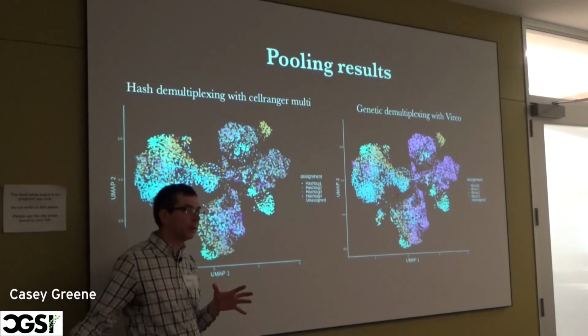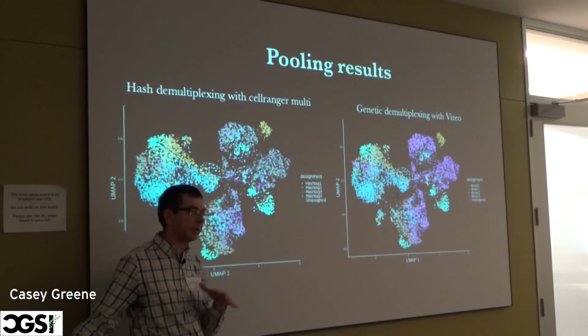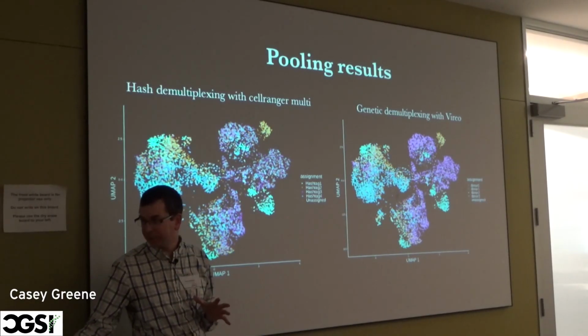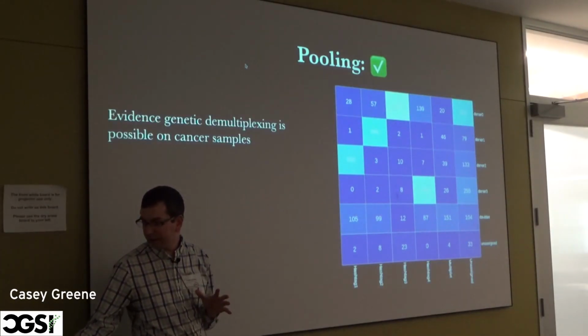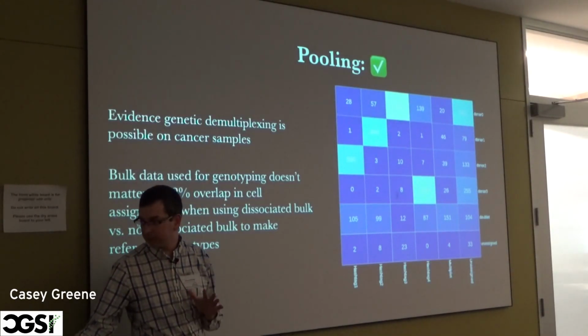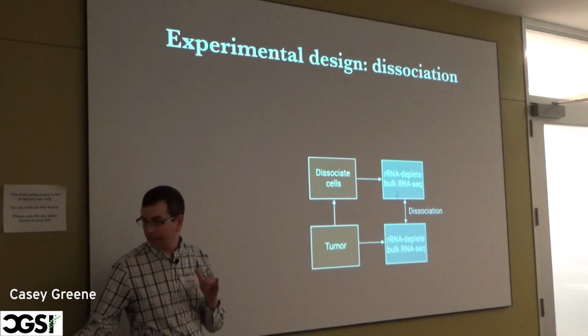But if you have naturally occurring genetic variants, my advice would be just skip hash demultiplexing and just use genetic demultiplexing. It seems better in every setting we've tested it in. OK. Yeah, so I'm going to skip this just because we got started a little late.